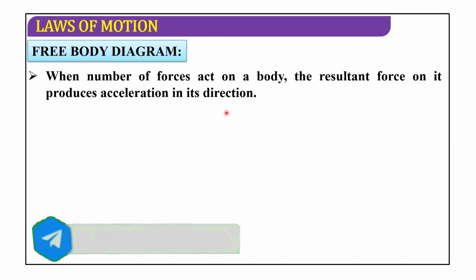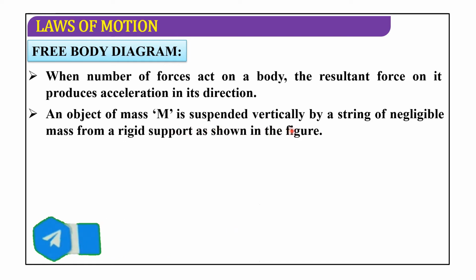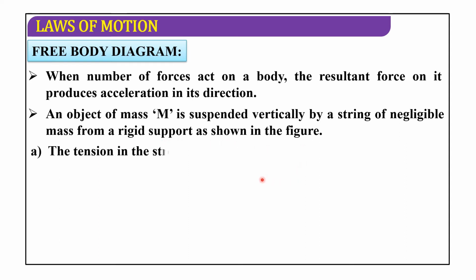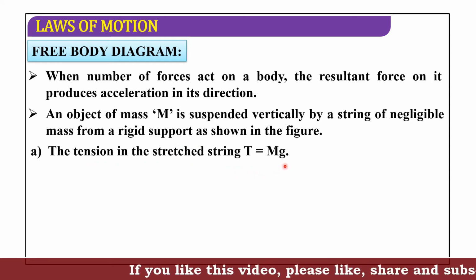Here, the force producing the acceleration. An object of mass capital M is suspended vertically by a string of negligible mass from a rigid support, as shown in the figure. The tension in the stretched string, T, is equal to mg. Here we are taking an object of mass M which is suspended vertically by a string of negligible mass from a rigid support. So, the tension in the stretched string T is equal to mg.